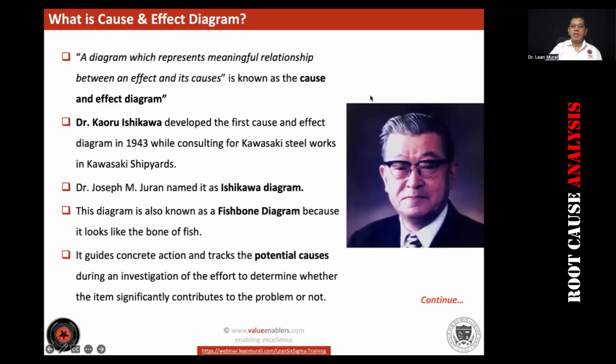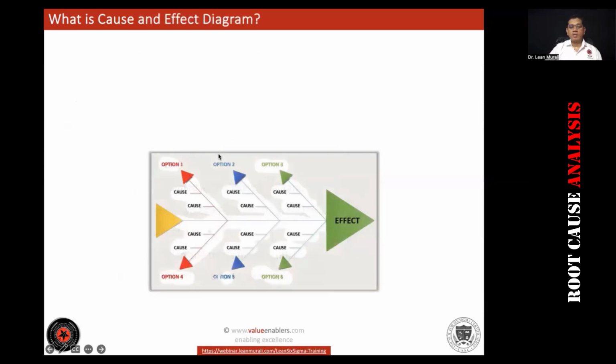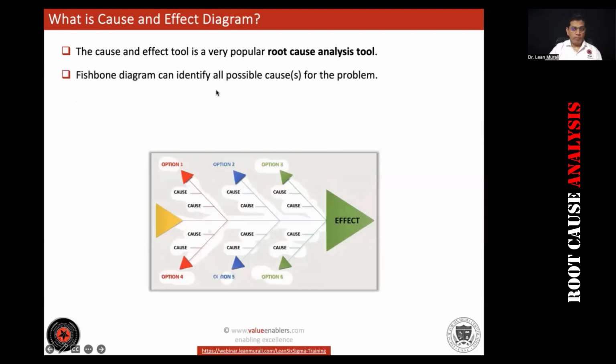So it gives a proper guidance, concrete action, and tracks potential causes during investigation of the effort to determine whether the item significantly contributes to the problem or not. All right. It's very popular tool. It's all in the root cause analysis, and it can identify all possible causes. Okay, all of you type PC, possible causes or potential causes. Okay, you can say PC is very important.